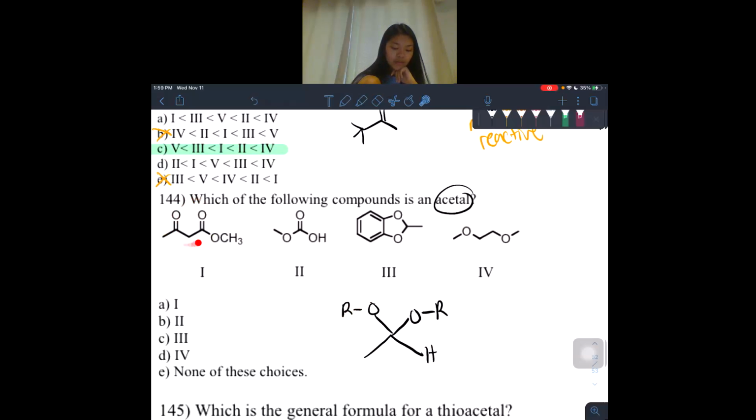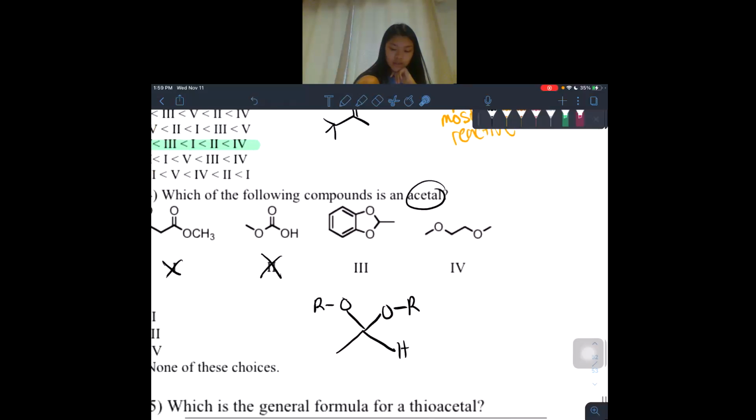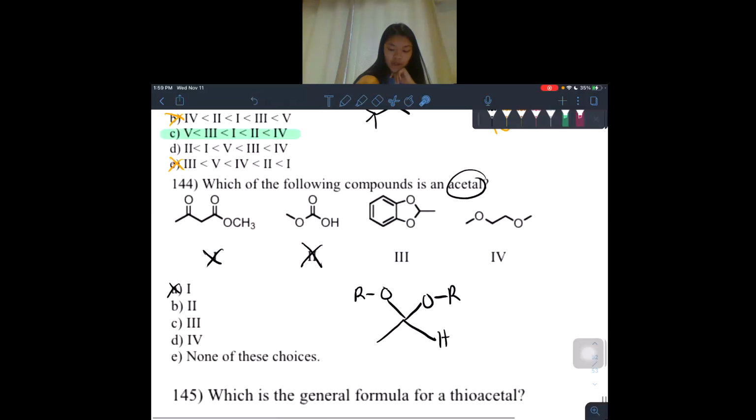This one, not really. We have 2 of these carbonyl oxygens, so I would say no to 1. This guy here, we have an ester going on one side and then a carboxylic acid on the other, so that is also not it. So now we're stuck between 3 and 4. 4 kind of looks like it, but do we see anything that would really give us the acetal hydrogen? No, we kind of don't. So our answer is 3.